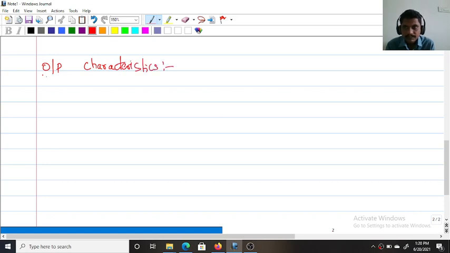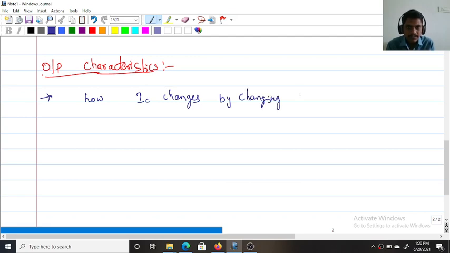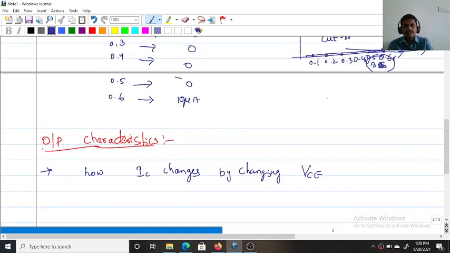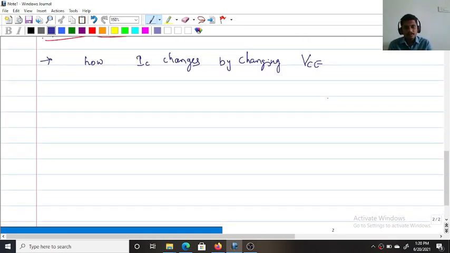Output characteristics. In output characteristics, we'll study how this IC changes by changing VCE, the collector to emitter voltage.